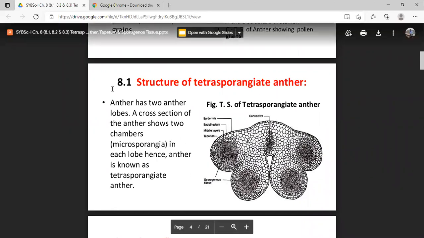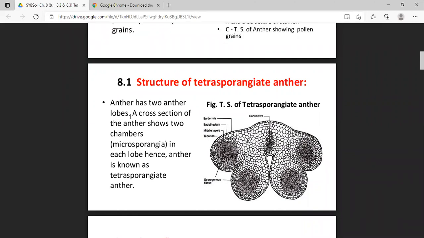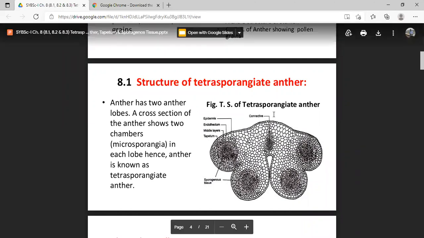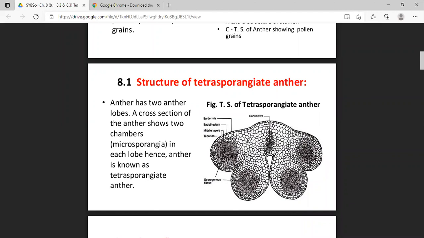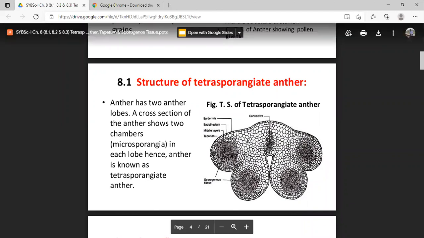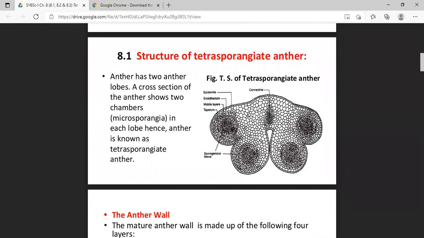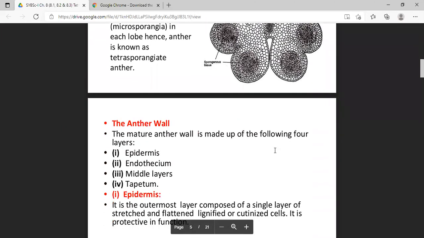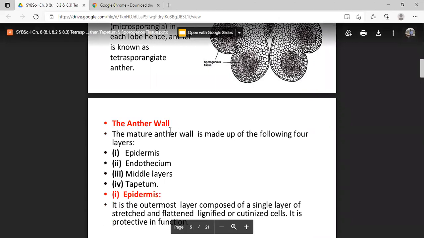So this is the anther, with two anther lobes, on either side, left and right. Each has a chamber called a microsporangium, and this we call a tetrasporangiate structure. We see one by one here. If you see this anther wall, the mature anther wall is made up of 4 layers.